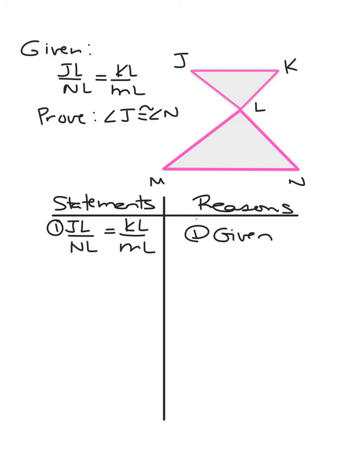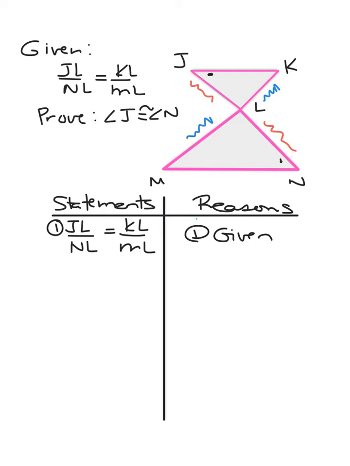In our second proof, we're given that some sides are in proportion, and we're trying to prove that angle J is congruent to angle N. So if I'm trying to prove that J is congruent to angle N, I'm going to mark that. And if I can prove that these triangles are similar, then I can say that those angles are congruent. So I have a pair, and I'm going to mark what I have so far. I have JL is to LN. I'll use a different color for the other pair. Is to KL over ML.